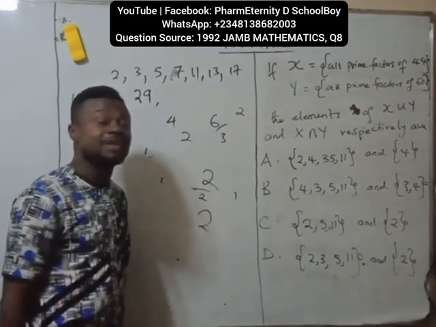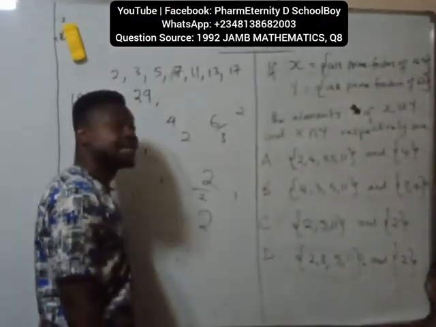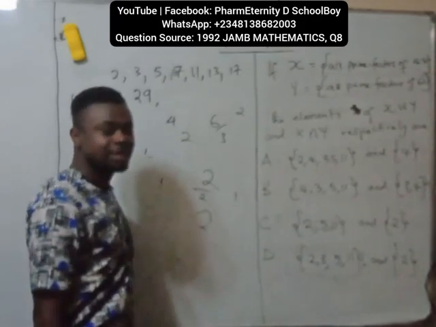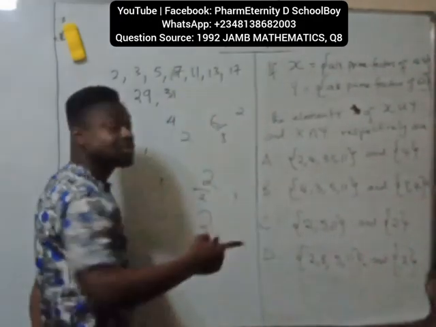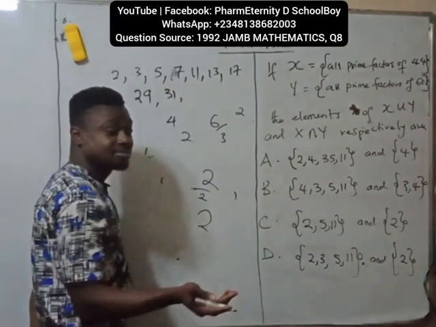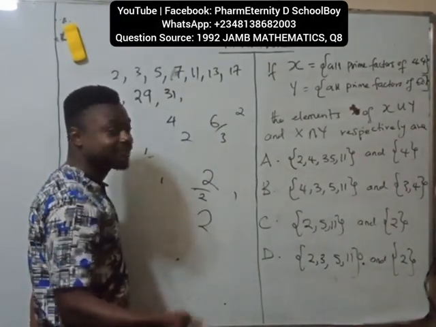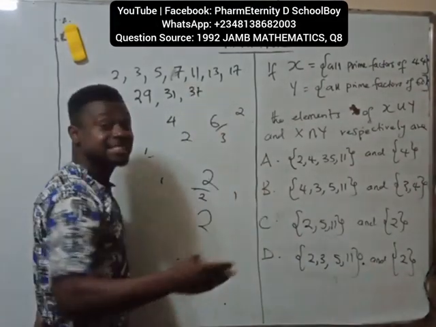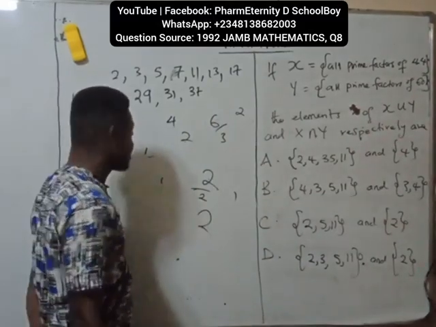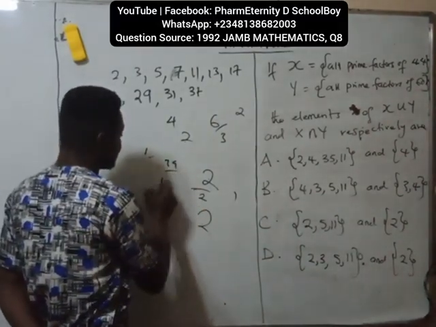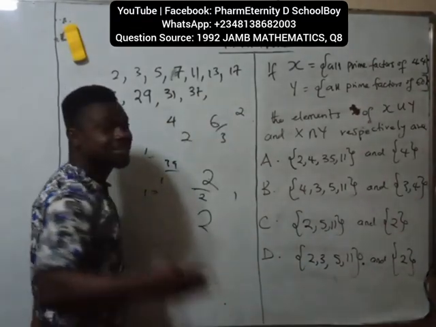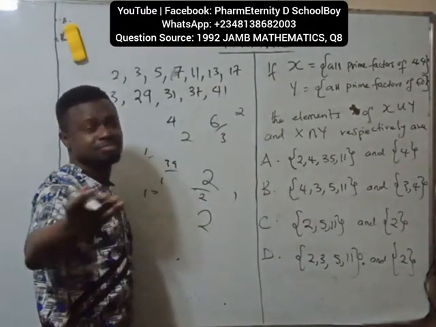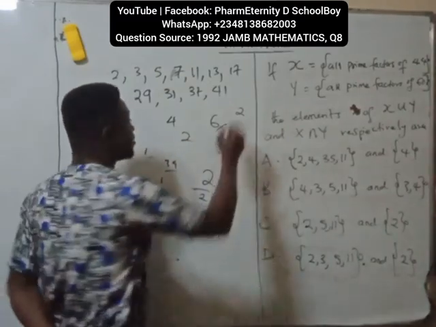Because with 29, nothing else can divide 29 except 29 and 1. 30 is not. 31 is a prime number. 32 is not. 33 is not. 34 is not. 35 is not. 36 is not. 37 is a prime number. 38 is not. What about 39? 39 can be divided by 3. We have 13. So 39 is not a prime number. 40 is not. 41 is a prime number. 42 is not. 43 is a prime number.